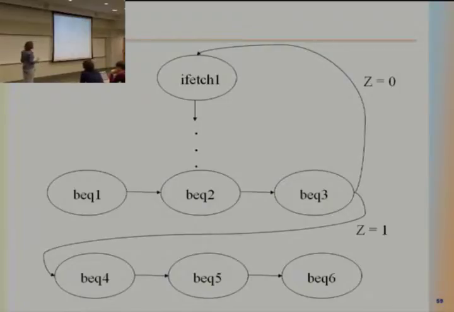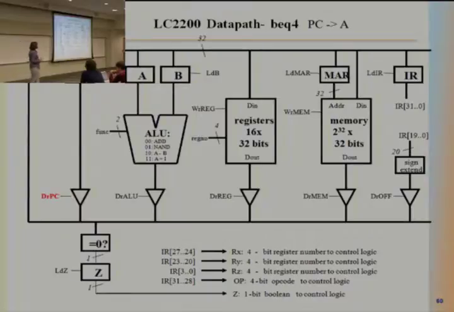So our final state machine now has changed again. We had ifetch1, ifetch2, and so on. And then we executed the instruction of branch if equal 1, 2, 3. And now we are at the point that if Z is equal to 0, we have to fetch a new instruction. If Z is equal to 1, we need to proceed. So let's see what happens if that is true.